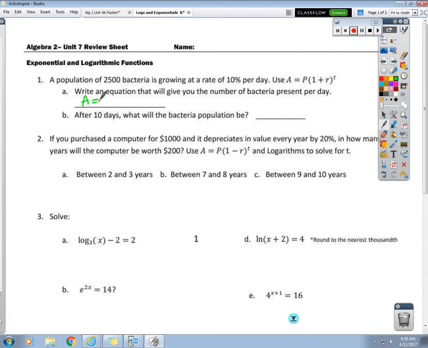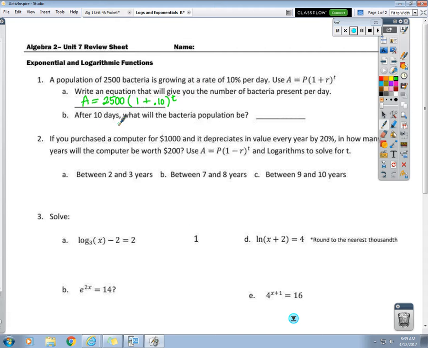A equals, your P value will be what? Right, that's your starting value. And then parentheses 1, they even tell you to use plus because it's growing. What is the rate? Right, 0.1 or 0.10, however you'd like to write it. And then right now they don't tell us how many days in the first part, so we just put T for time.